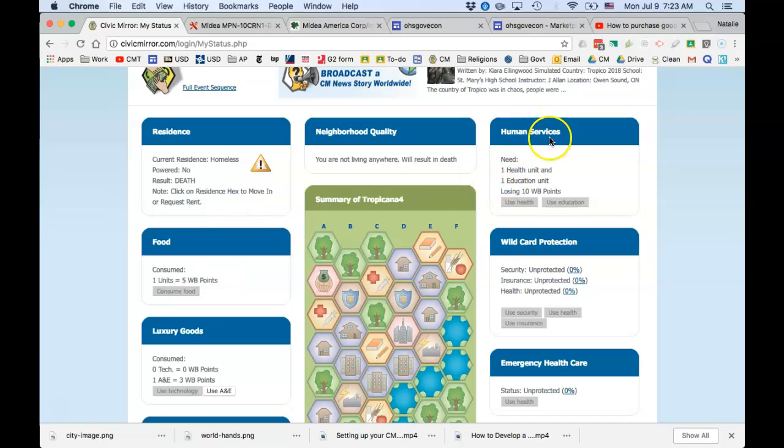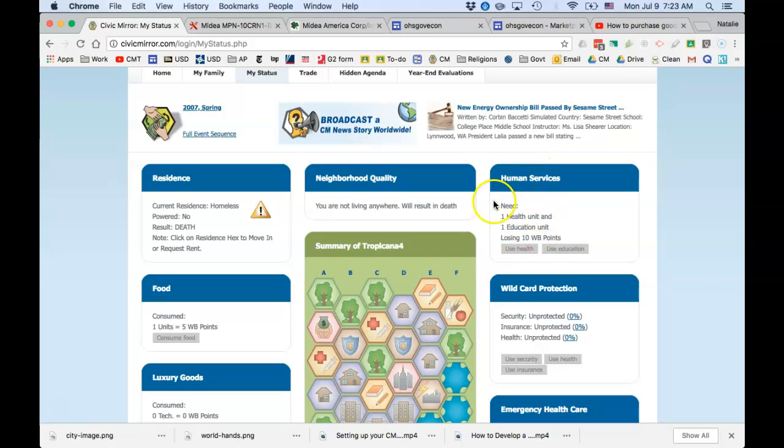Also, you want to look at your human services assignment. Yours will probably be different from this one. It might be the same, but usually yours might say 2 health units here or 2 education units here. Everybody's assignment is different. So you want to check what your human services assignment is and try and get those taken care of early on. Because especially in the early parts of the game, unless somebody builds a new hospital, unless somebody builds a new school, these are in very short supply. You want to take care of these quickly.